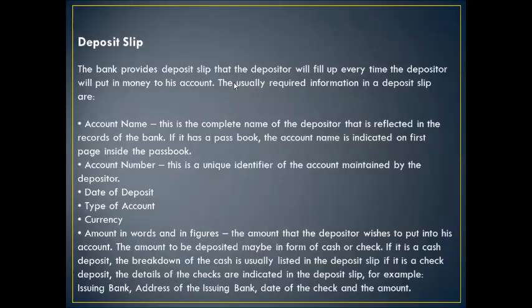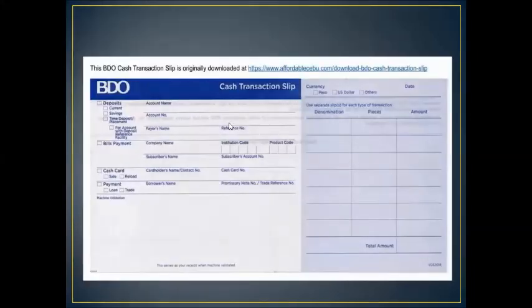Now, let's go with deposit slip. So the bank provides deposit slip that the depositor will fill up every time the depositor will put money into his account. Dito naman magde-deposit ka sa savings or sa current account mo. So the usual information in the deposit slip are the account name ulit, account number, date of deposit, type of account, the currency, and amount in words and in figures. So ito yung example ng deposit slip.